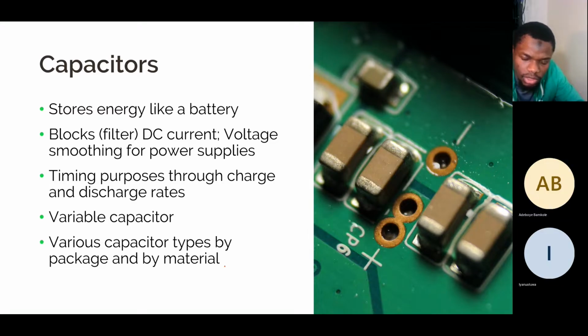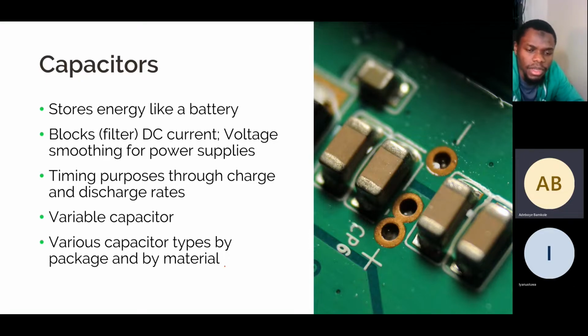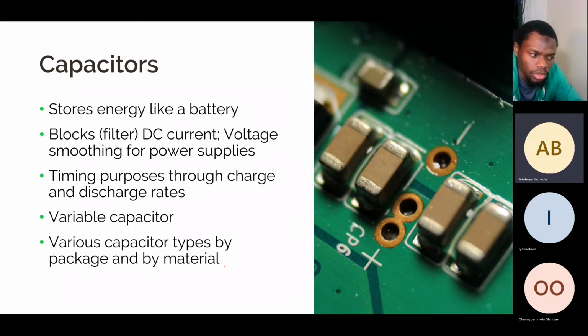You also have variable capacitors. I've used a variable capacitor before when I was designing. There was a project I was working on where I was designing a wireless charging system for a mobile phone. The variable capacitors allowed us to vary the impedance. I can't remember the exact way of describing this, but variable capacitance basically allows you to vary capacitance.